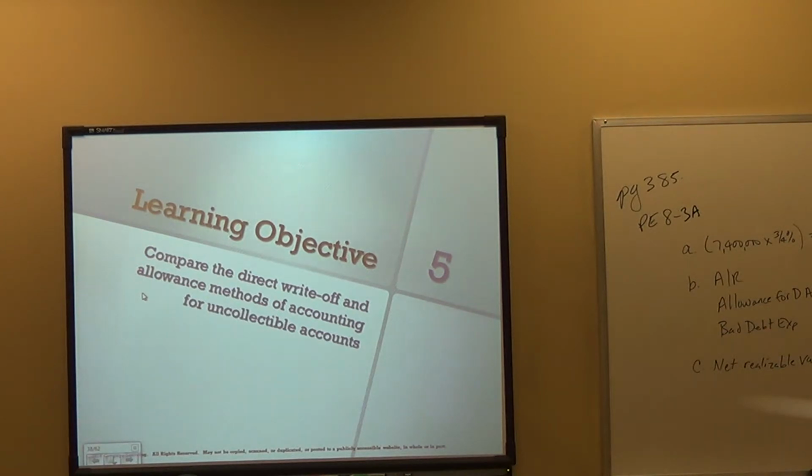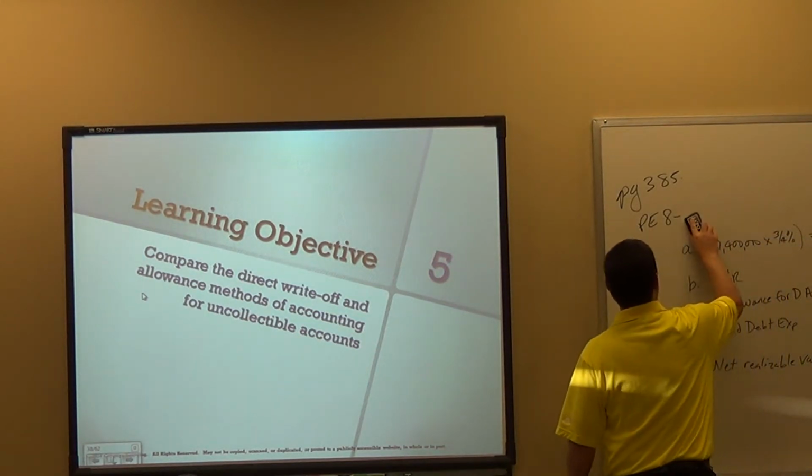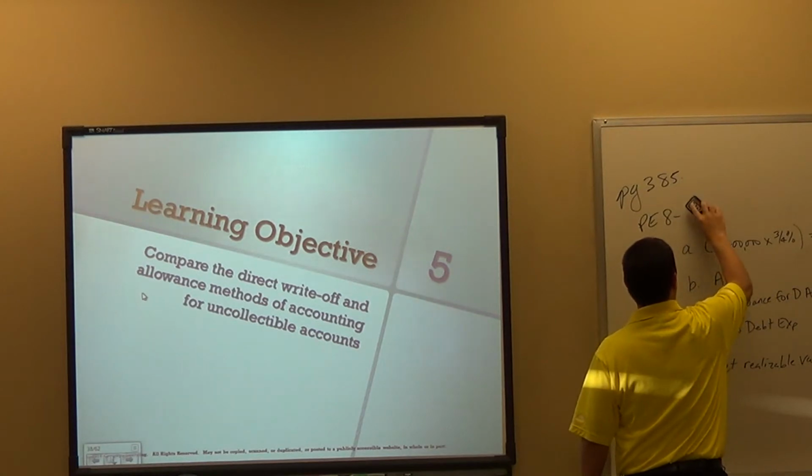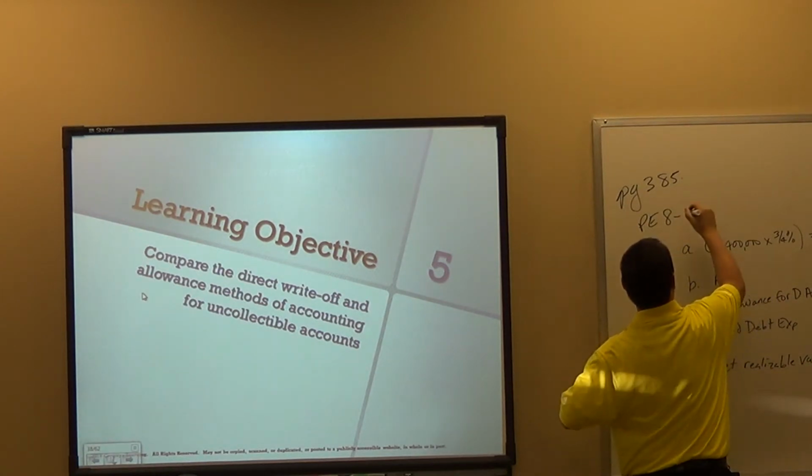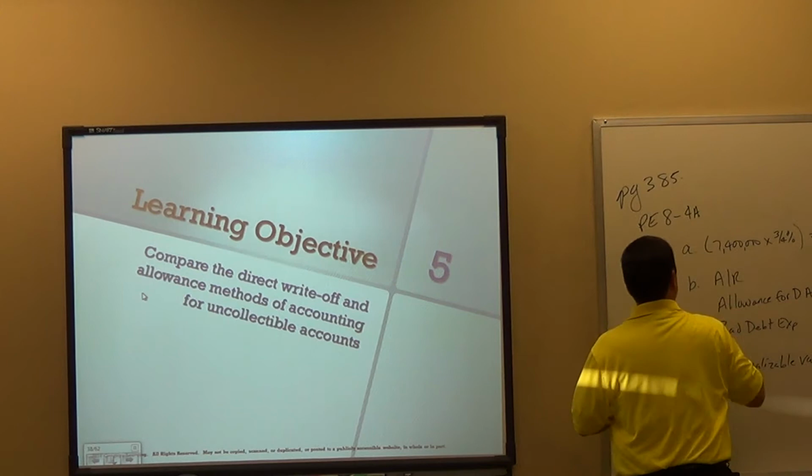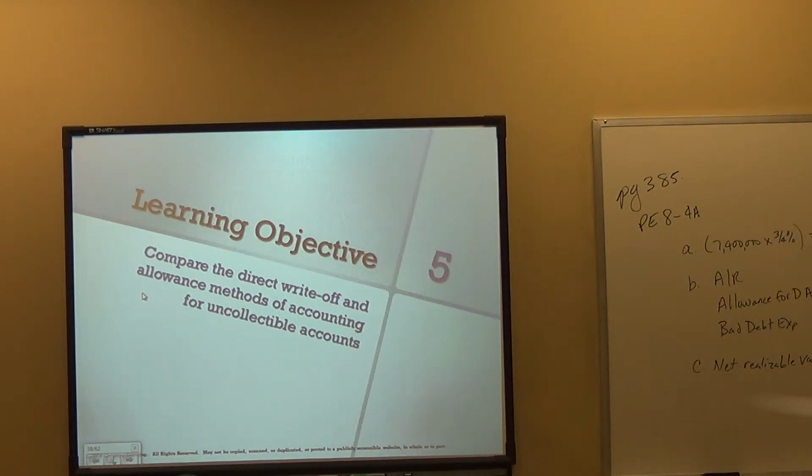All right, I'm going to have you look at 4A now, the next one. It's going to be similar but a little different. Again, we're now looking at the analysis of receivables method here. Let's do that.